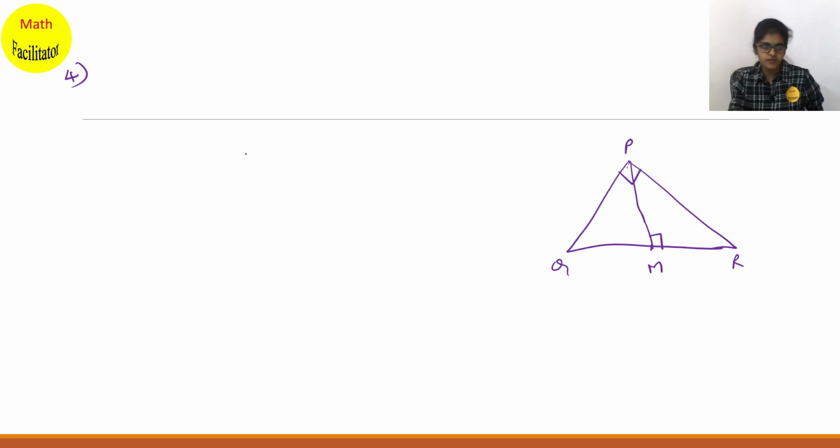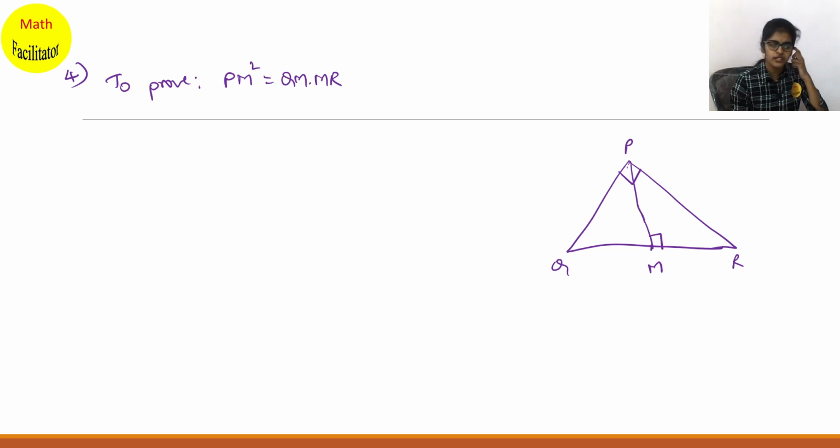So show that PM square, you have to prove PM square is equal to QM into MR. So what will you take? See here. Here also I'll tell you one easy method.